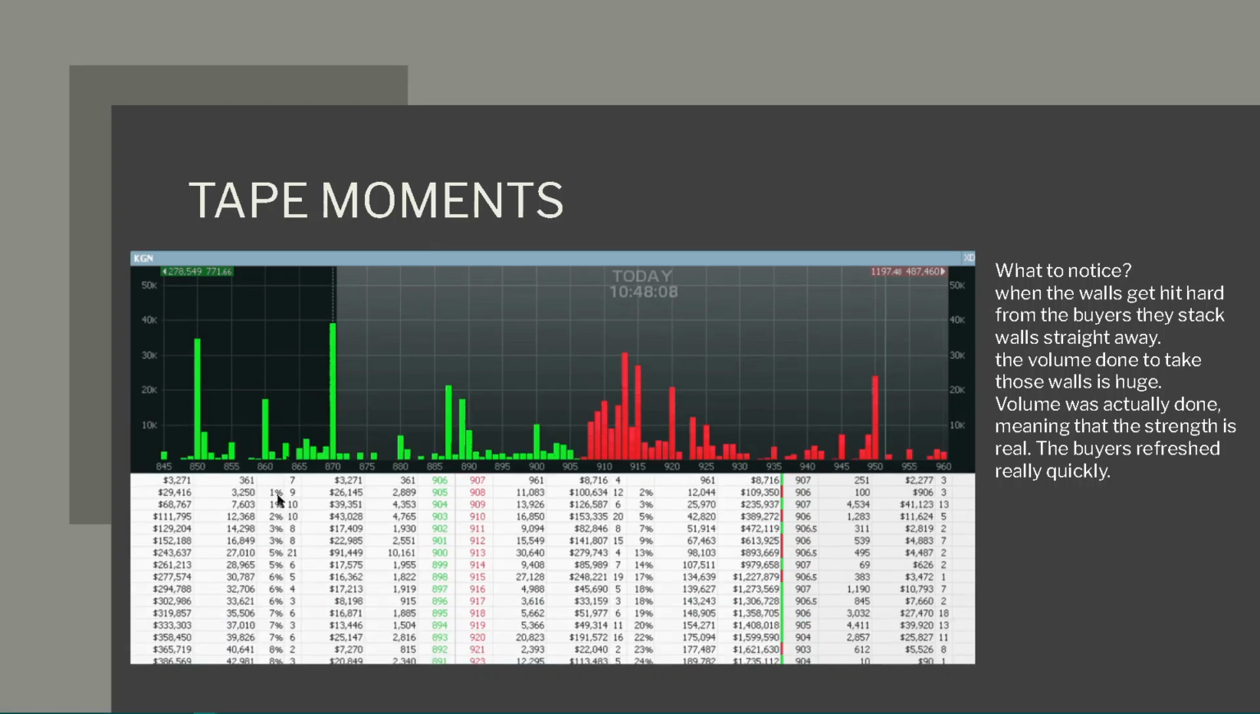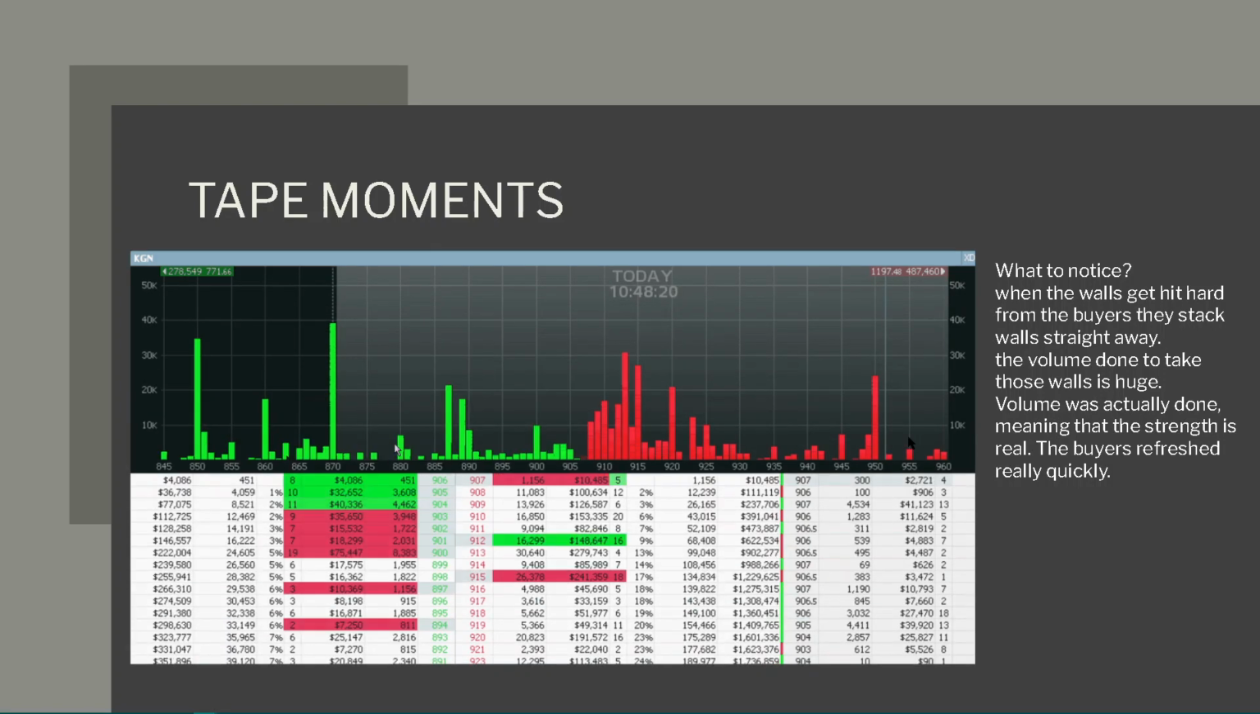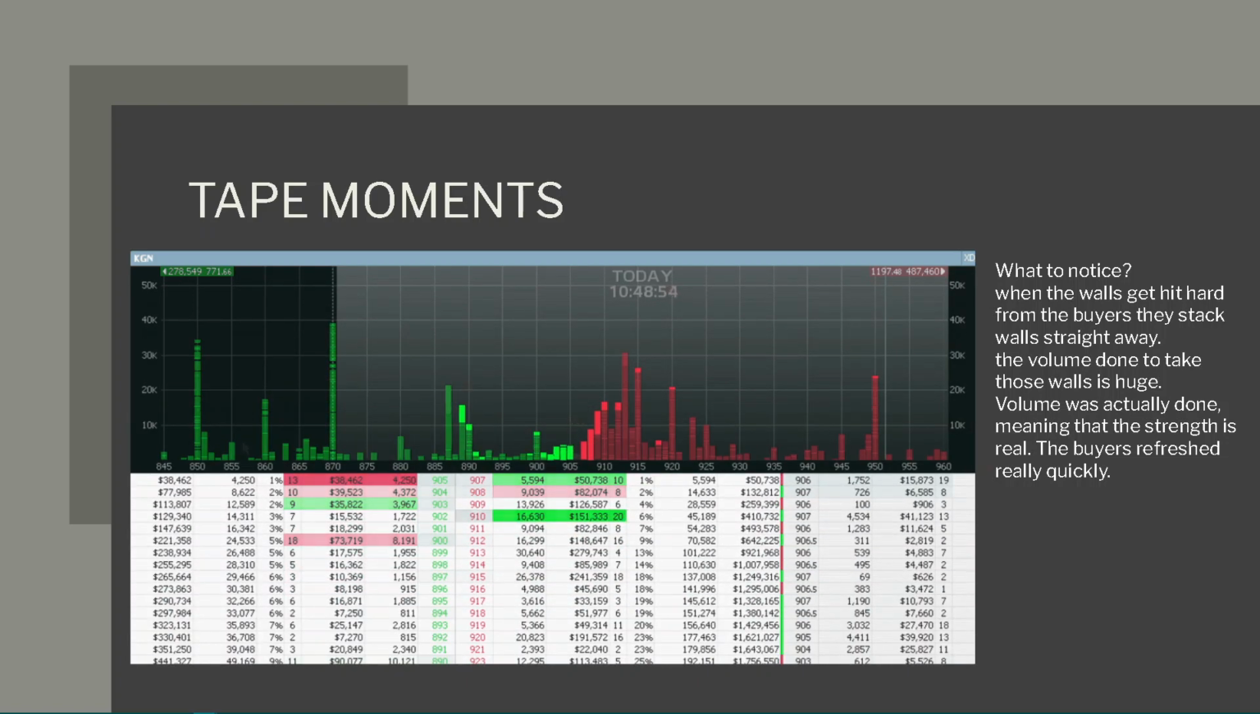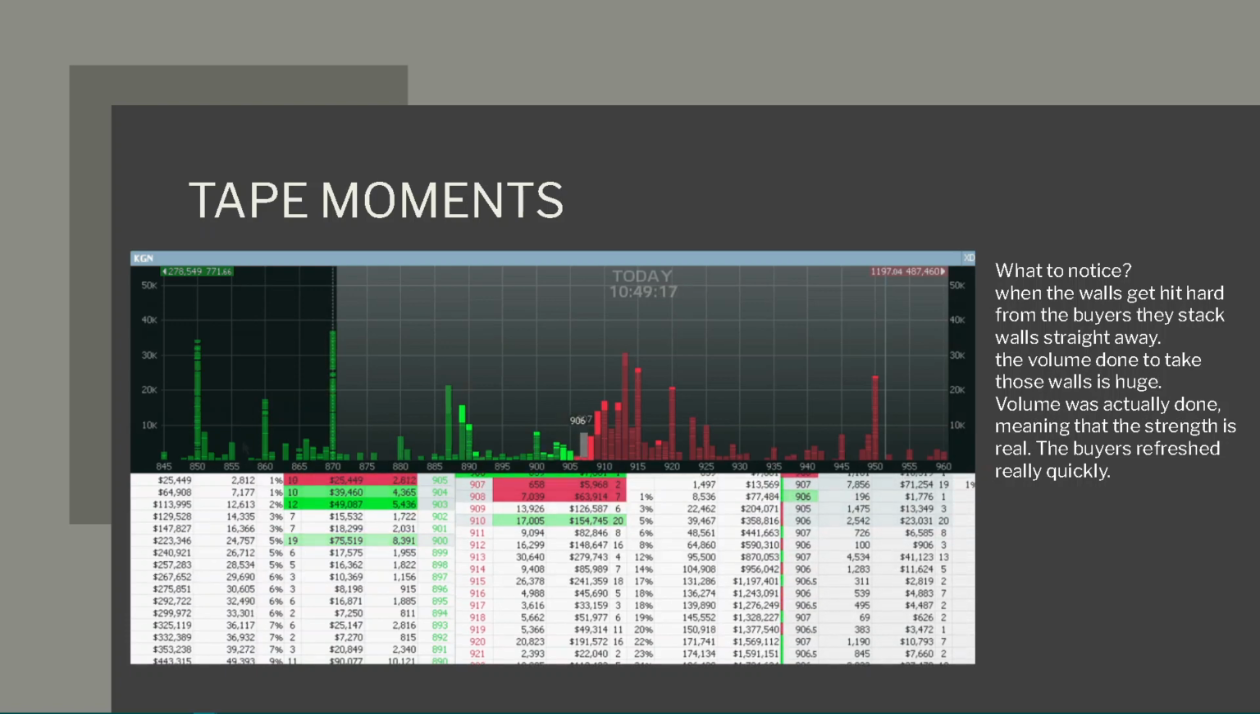So now we're going to have a look at the tape. The tape was really clear here. This is actually what happened when it broke out. You can see it's holding the 9.06. The buyers and sellers are not being too aggressive, with a lot more sellers stacked on the sell side.